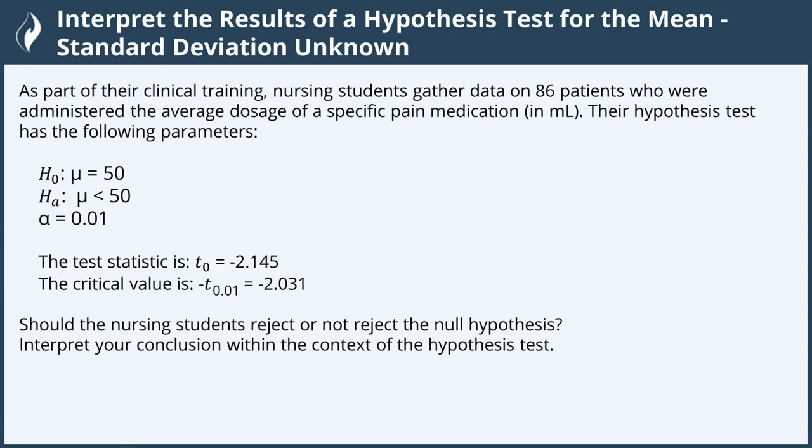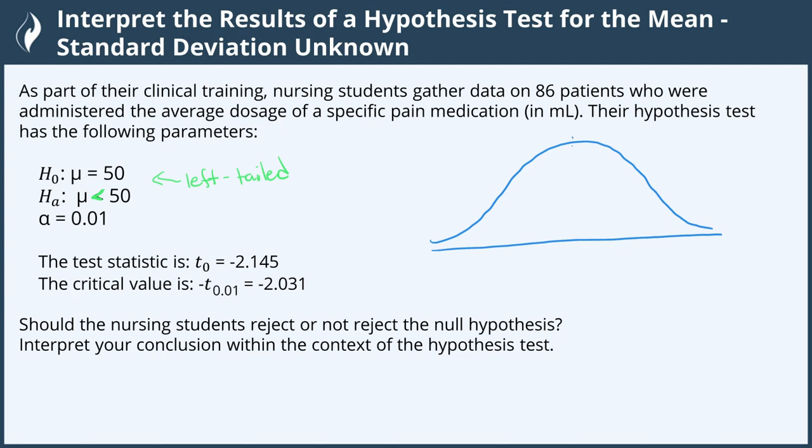Lucky for us, we don't have to do any calculations. However, it is extremely beneficial to visualize what it is we're working with in the hypothesis test. So let's graph our normal curve, and then let's look at the alternative hypothesis that shows a less than sign. Less than are numbers that are smaller than 50, which go to the left. So we are working with a left-tailed test, and the left-tailed test has a critical value of negative 2.03.